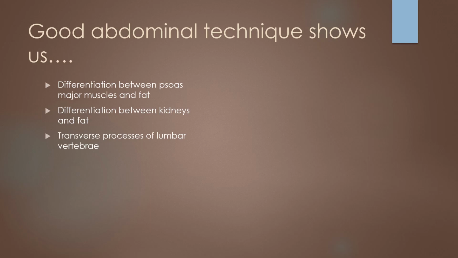The muscle is going to attenuate slightly more than the fat, so we really want to see a good outline of that psoas muscle. That tells us we have relatively good contrast resolution, meaning a good grayscale, to see tissues that attenuate very closely to one another. We also want to differentiate kidneys from fat and identify the transverse processes of the lumbar vertebra. If we can do that, we're getting relatively good penetration, and we have good enough contrast resolution, a long enough grayscale, to see the subtleties we want to see here.